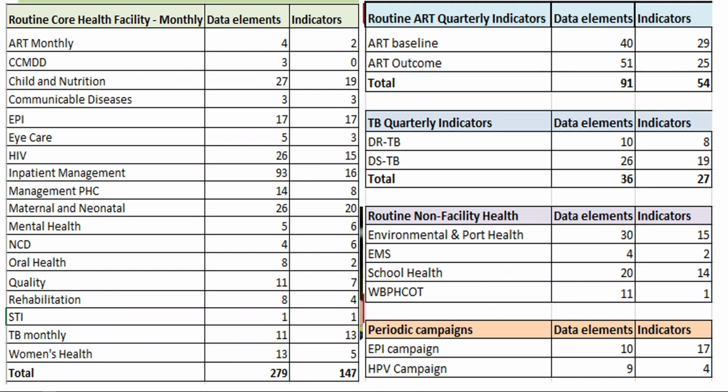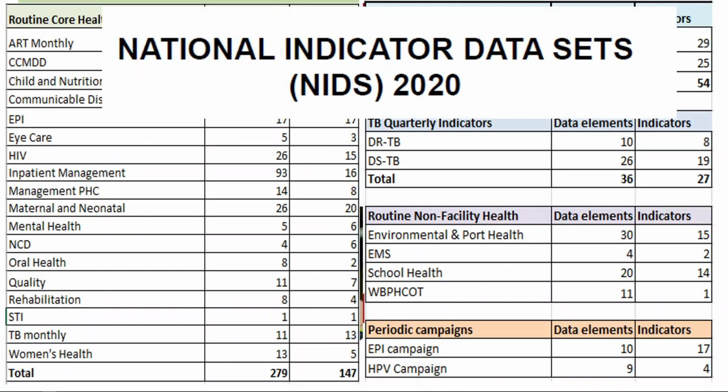The data elements are then used to calculate indicators. These indicators can be calculated on a monthly and on a quarterly basis. All of these together are called the NEEDS, the National Indicator Dataset, and the current ones are for 2020. Every 2 years, these are reviewed and are aligned to the health policies for that current period. The data collection tools then collect these indicators so that we are able to put them onto health systems that can report the performance or the implementation of the guidelines.